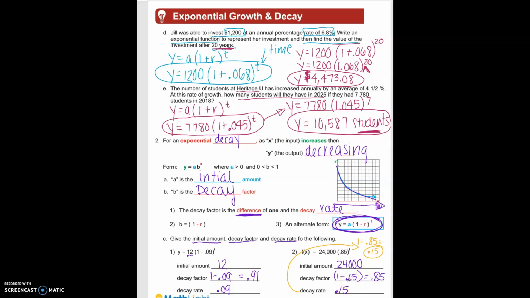So for number 2, the decay factor was already simplified for us in parentheses, the 0.85. But to figure out the decay rate, you kind of have to work backwards. What number is being subtracted from 1? That would have been 0.15. So your initial amount was 24,000, decay factor is 0.85, and decay rate was 0.15.